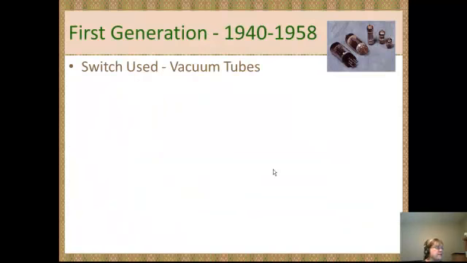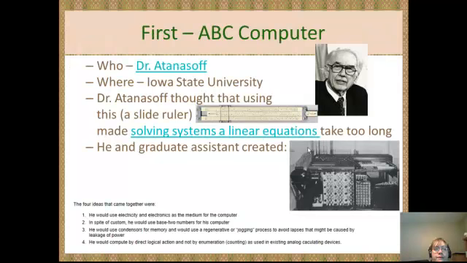The first generation then used this vacuum tube. That was the switch used. So each of these could be in the state of on or off. And the very first electronic computer, known as the ABC computer, was created actually at Iowa State University. So I get all excited when I get to this part, that our area has so much to do with the creation of the first computer.